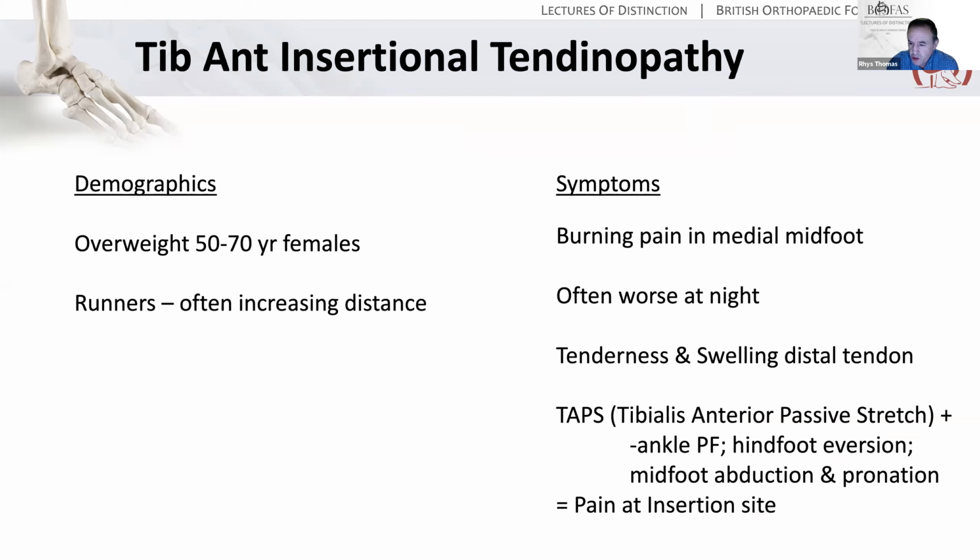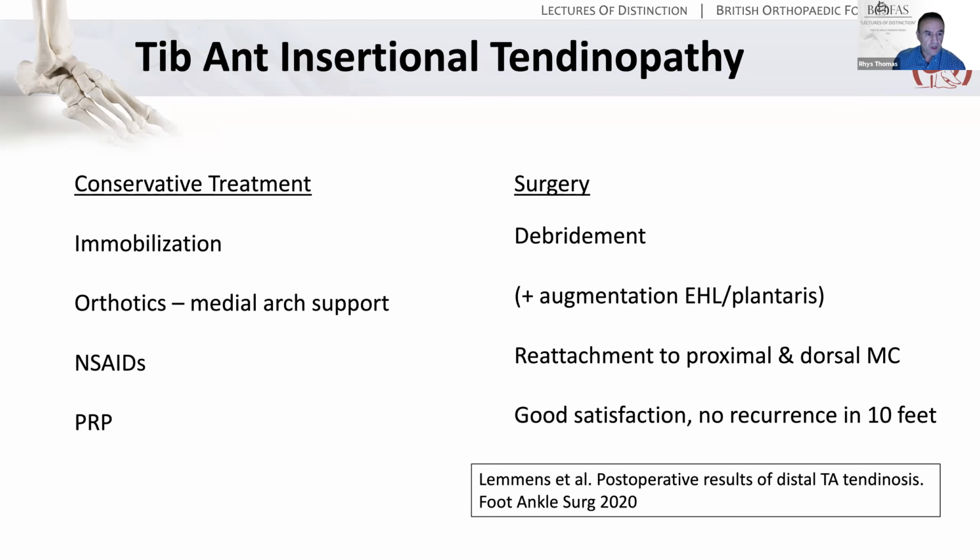There's some tenderness and swelling over the distal tendon, and the TAPS test, where you essentially put the insertion of the tibialis anterior under maximal stretch, gives pain at the insertion site. This can obviously be treated both operatively and non-operatively. Conservative treatment methods, as with the majority of foot and ankle treatments, can involve immobilization, orthotic provision, activity modification, and also PRP has been shown to have some success in this area.